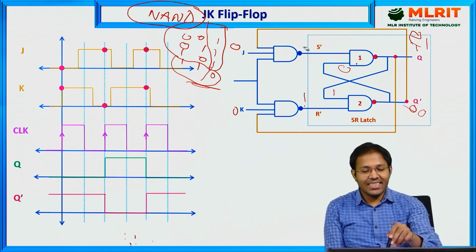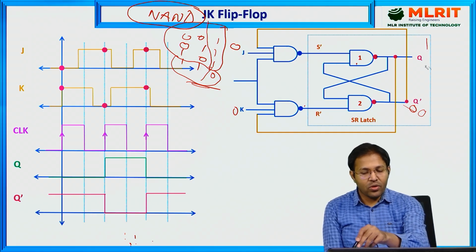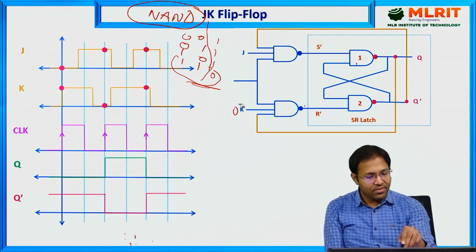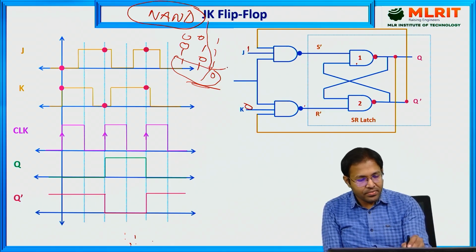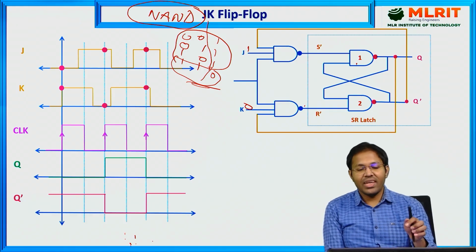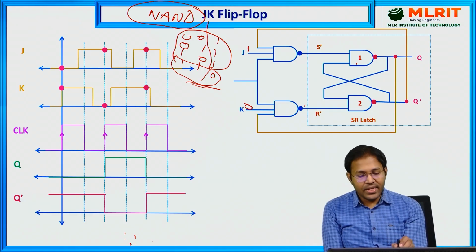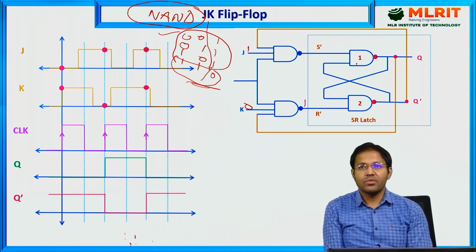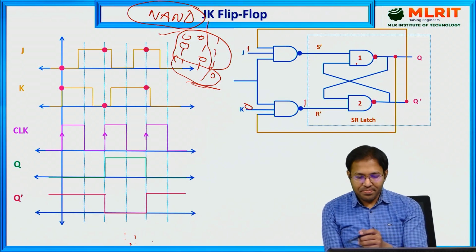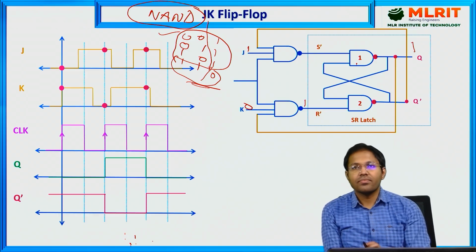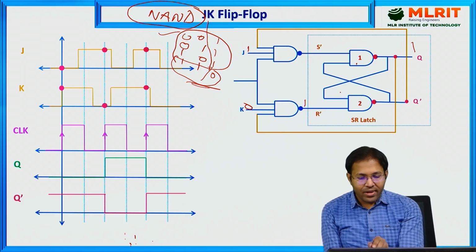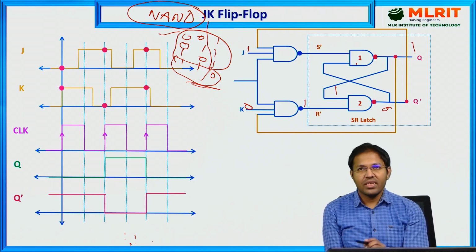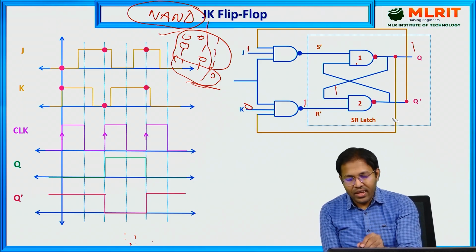Now let us discuss the second case. Suppose we give 1 here and then we give 0 here. So when we give 1 here and 0 here, according to the truth table, when any of the input is 0, the output is simply 1. So we get a 1 here. Now suppose this is 1. Let us see what happens. 1, 1 simply gives us 0. So that is the reason we have 0 here.